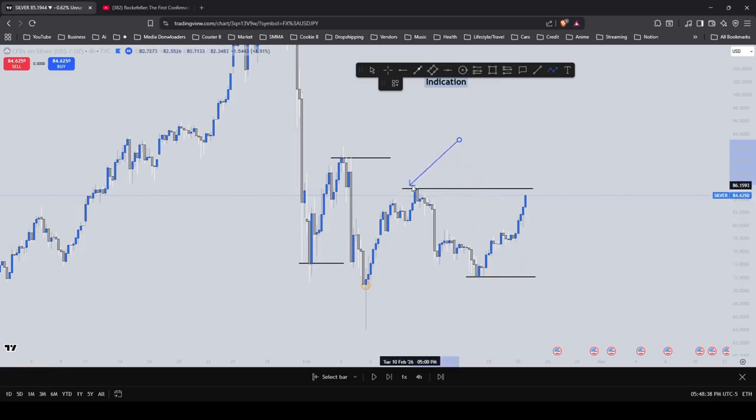What is the indication? It has to break a level, a support or resistance. It has to break a level. So let's fast forward a little bit and see what price does. Boom. This is the indication right here. This is literally the indication.